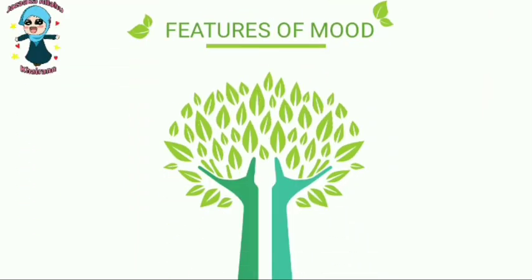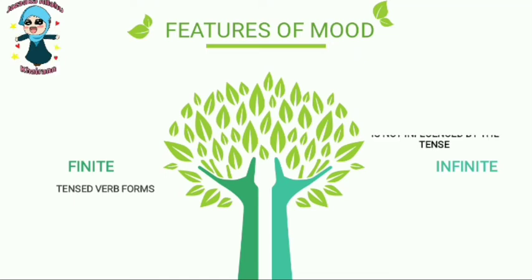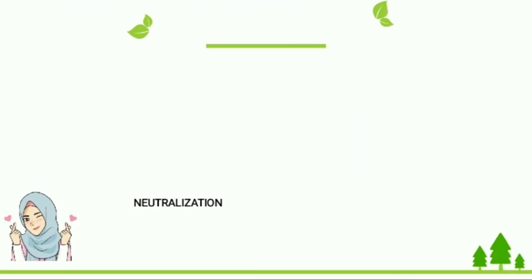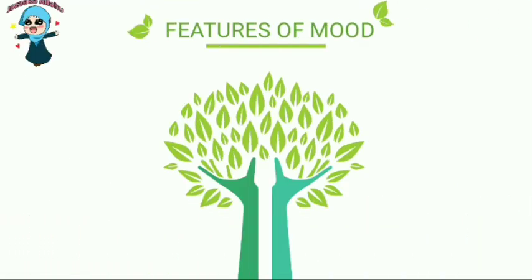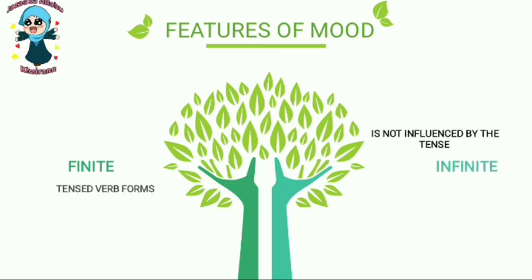Okay, and then features of mood. There are finite, which means tensed verb forms, and infinite, which means not influenced by the tense. For example, I wanted to join yesterday's party. The word wanted changes when the tense changes. The word to join does not change when the tense changes.